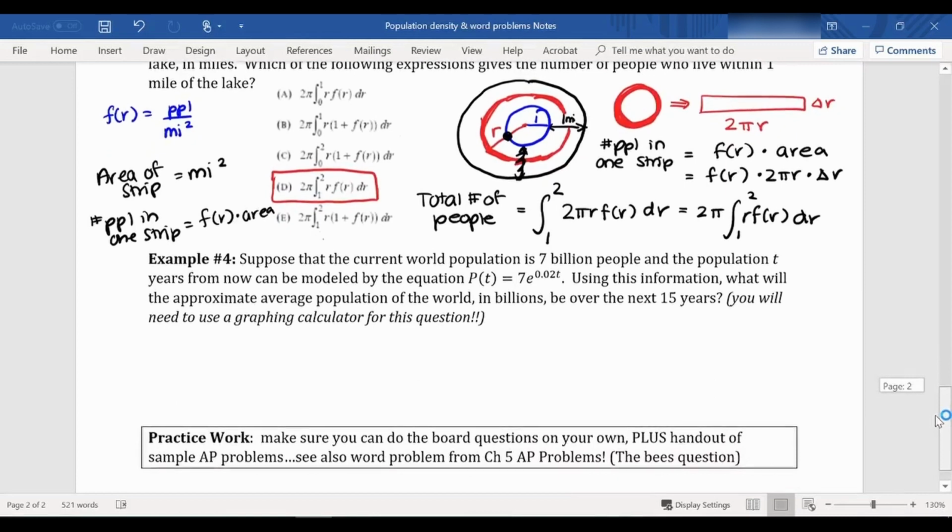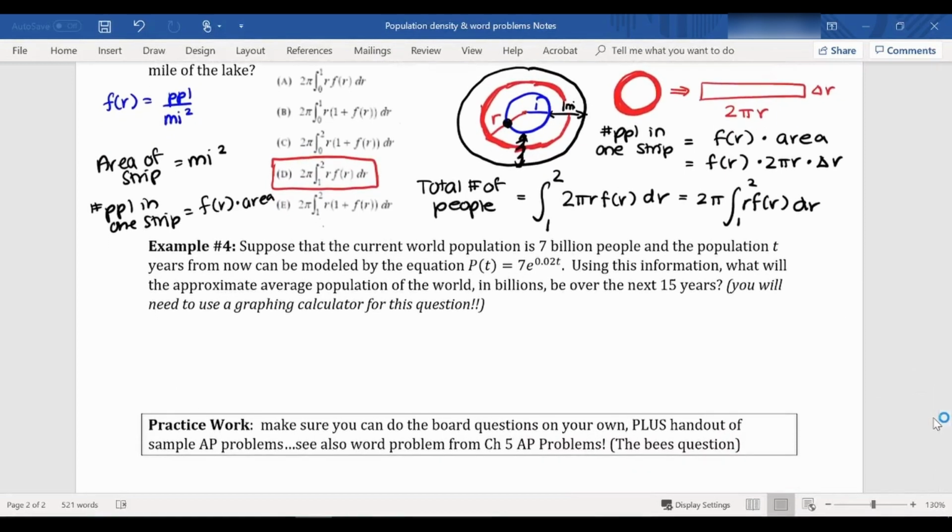And last one here. So another word problem for us. Suppose that the current world population is 7 billion people, and the population t years from now can be modeled by this p of t. It's saying use this information: what will be the approximate average population in billions over the next 15 years? The population t years from now is our p of t.